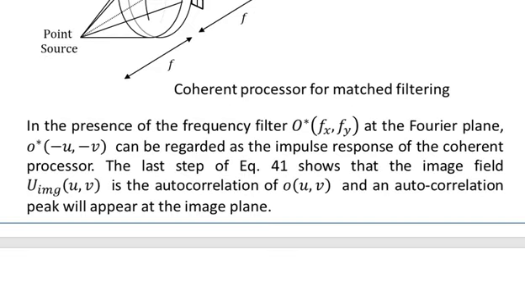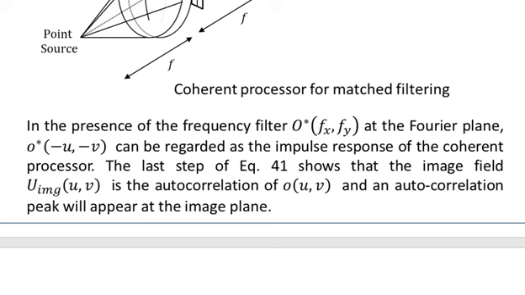In the presence of a frequency filter O star, that is complex conjugate of O at the frequency plane fx, fy, you see that this is our filter at the Fourier plane. Then if we are placing this filter at the Fourier plane, it means that we are using O star at the variables at the coordinates minus u comma minus v, which can be regarded as the impulse response of the coherent processor. So you see that if our frequency filter is O star, then small o star at the image coordinates minus u comma minus v can be regarded as the impulse response of the coherent processor.